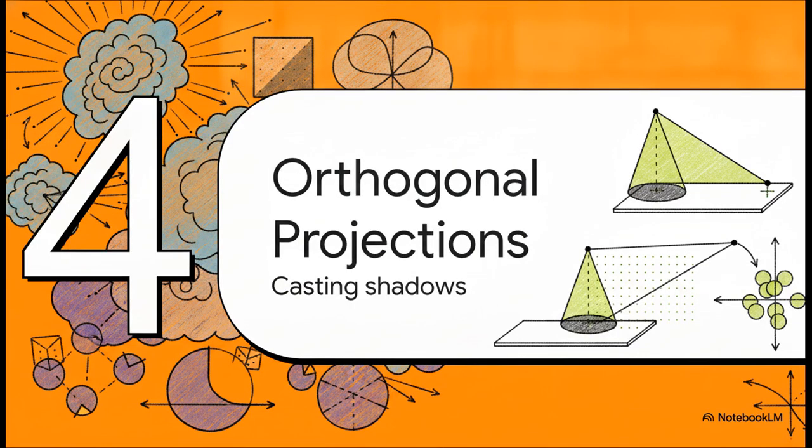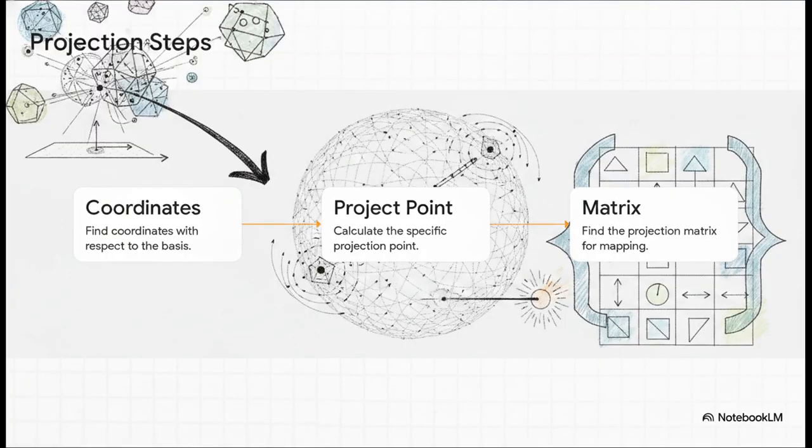Section 4. Orthogonal projections explained. Casting high-dimensional shadows. How do we deal with overwhelmingly complex data? We compress it. In machine learning, we're often dealing with data that has thousands of dimensions. It is completely impossible to visualize and incredibly computationally heavy. So we solve this by projecting that data down onto a lower dimensional subspace. The math can seem daunting, but it really just breaks down into 3 logical steps. First, you find the coordinates for your new subspace. Second, you calculate the specific projection point. And third, you find the projection matrix that can linearly map any vector over into this new, simpler space.